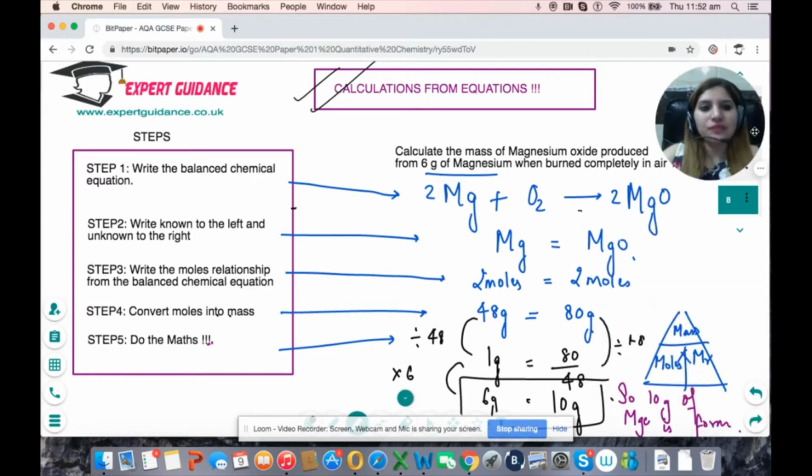So here I have given the steps to do this question. I'll go over the steps one by one. Make sure you understand it. Okay. So the first step is you always write the balanced chemical equation.